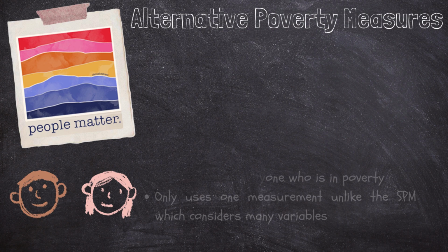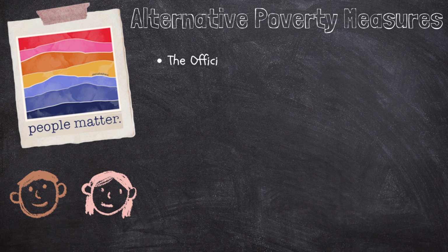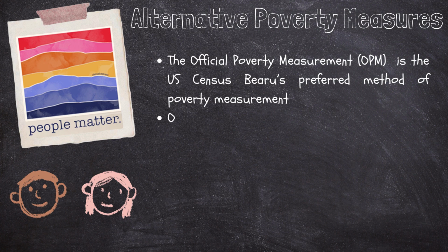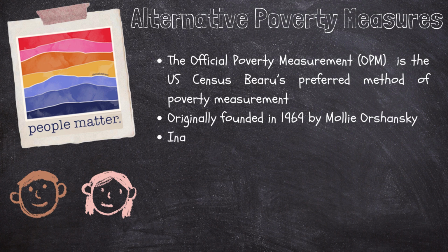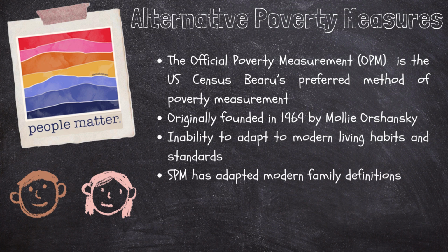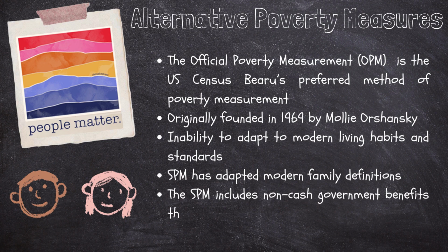The official poverty measurement, OPM, is the preferred method of poverty measurement by the U.S. Census Bureau. Originally founded in 1969 by Molly Orshansky, the OPM has remained the official method in the United States ever since. Though its longevity in theory helps aid in seeing trends of poverty in America, its inability to adapt to modern living habits and standards has made it unable to give an accurate reflection. The SPM, on the other hand, has adapted to modern living by updating its definitions for what it considers a family, extending beyond legal or blood definitions. Additionally, the SPM includes non-cash government methods that the OPM is unable to account for due to the fact that they did not exist when the OPM was initially enacted.